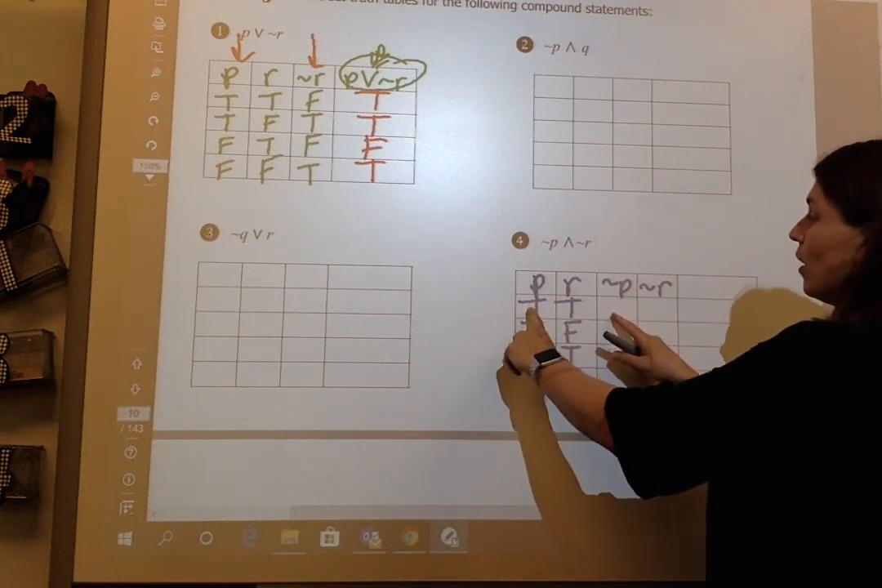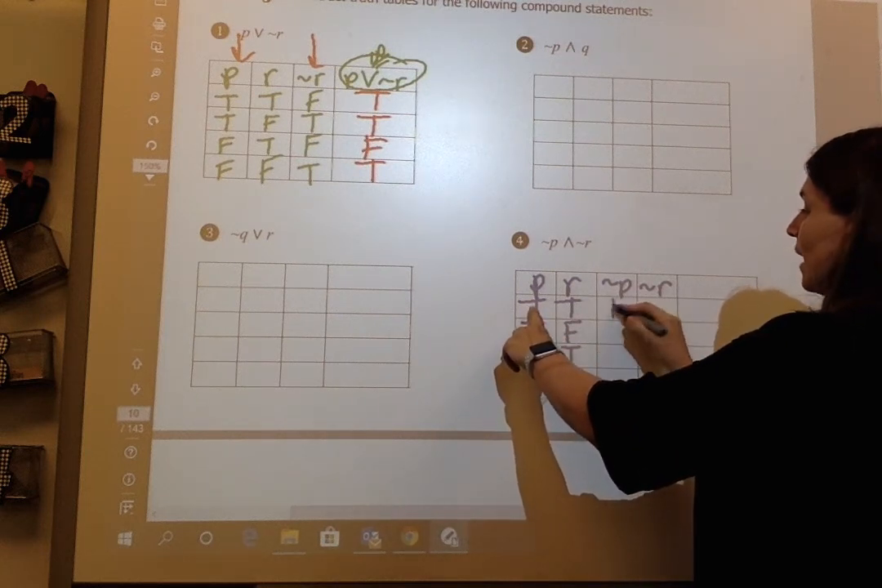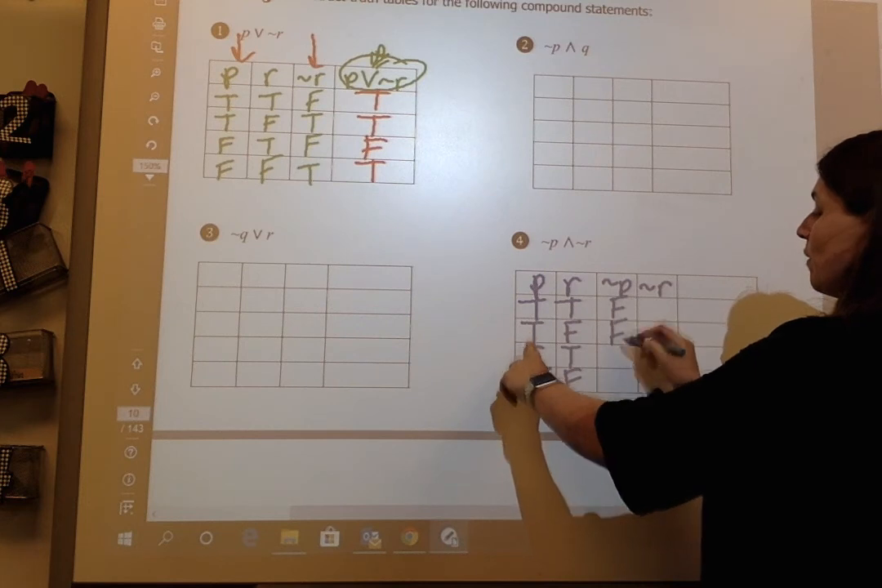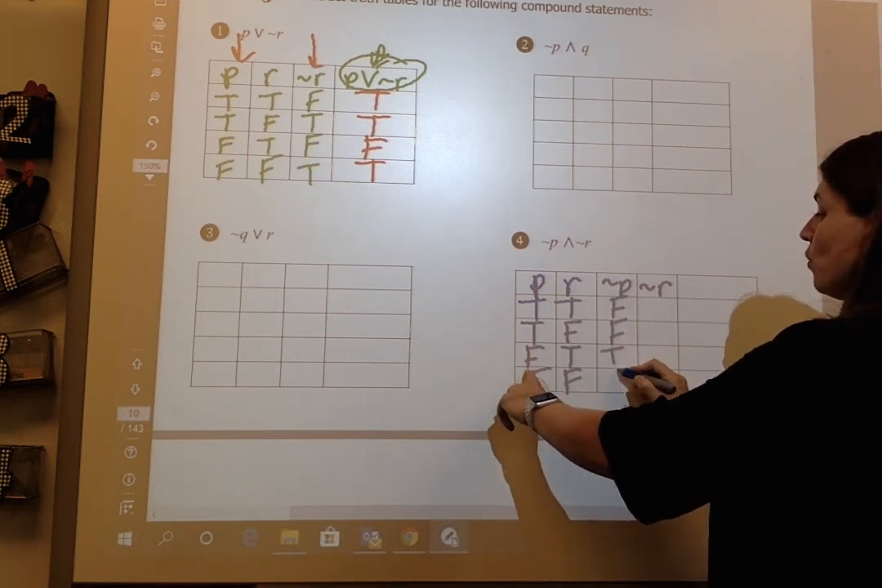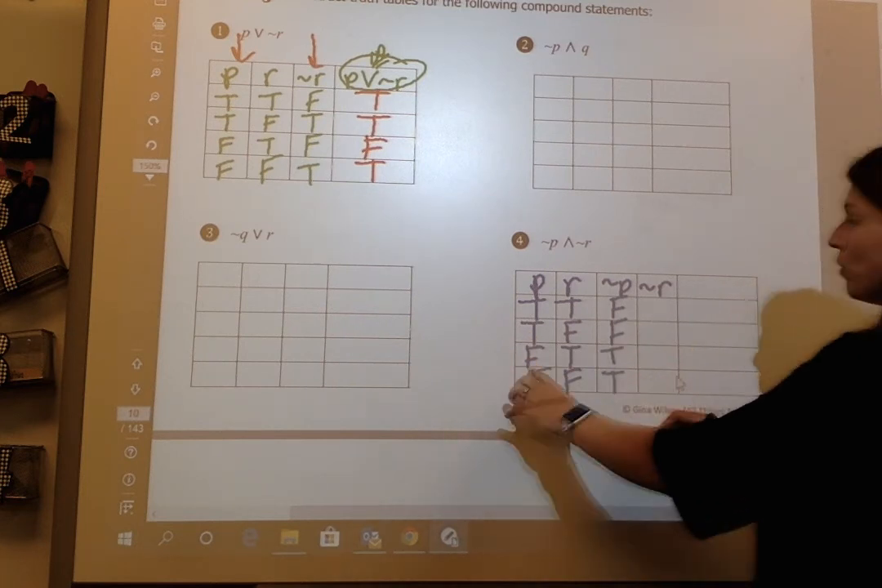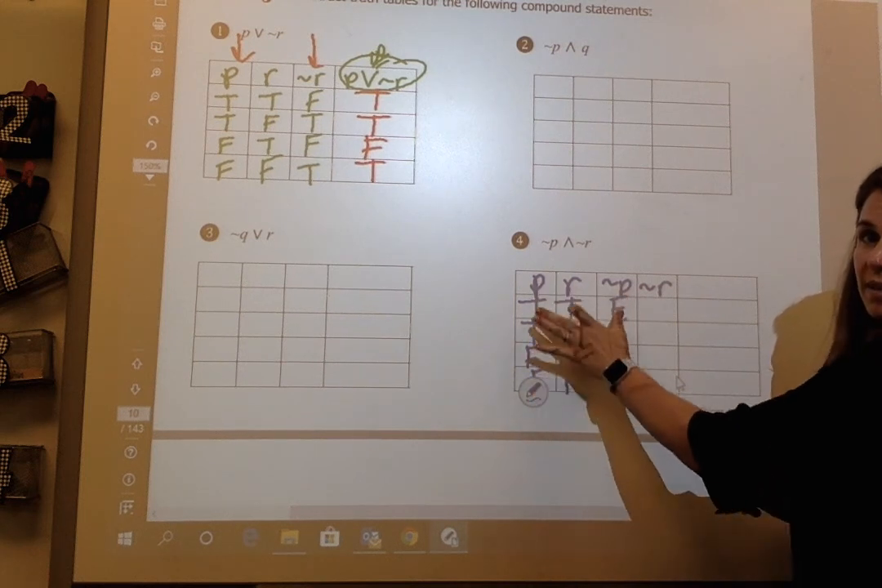So I'm looking here. Well, true, the negating would be false. True, the negating would be false. False, the negating would be true. And false, the negating would be true. So I've just swapped those opposites here.